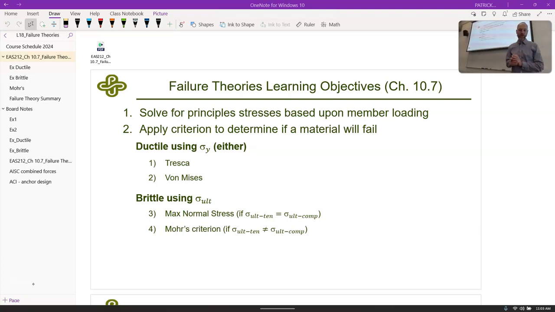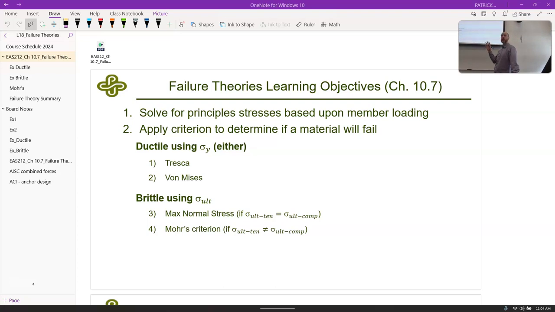So, all this kind of effort as far as stress transformation, however we look at it, solving for those max normal and max shear stresses, all of it's really so that we can answer this question. Is our material going to fail or not? And so that's what we're looking at. We jump from chapter 9 to chapter 10.7, where we look at various theories.